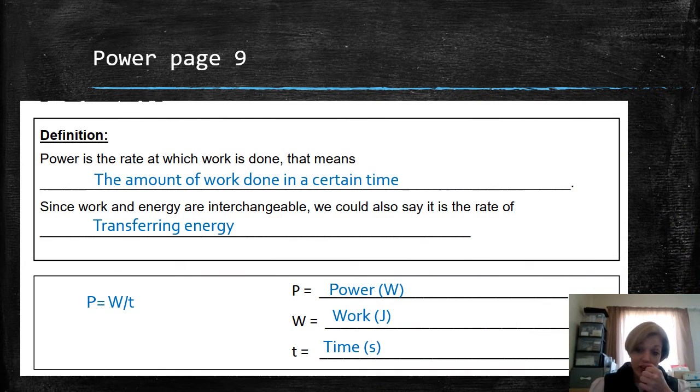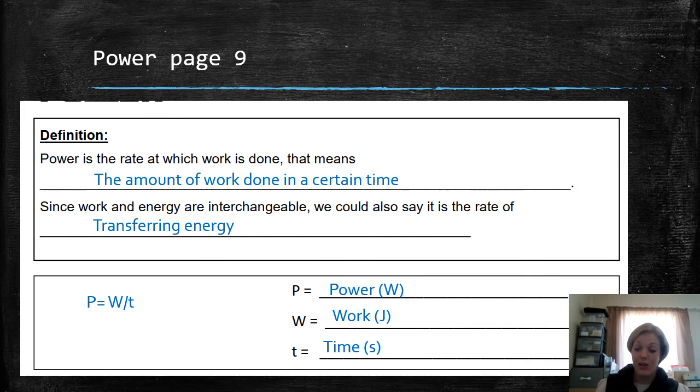Okay, so on page 9, you will see that there's a section there for a definition. Okay, and I want you guys to please make sure that you fill all of this in. So power is a rate at which work is done. Whenever we use the word rate, you know that there's time involved. So if I have to phrase this in a different way, I would say power is the time it takes for work to be done. That's what I would say. This means the amount of work done in a certain time.